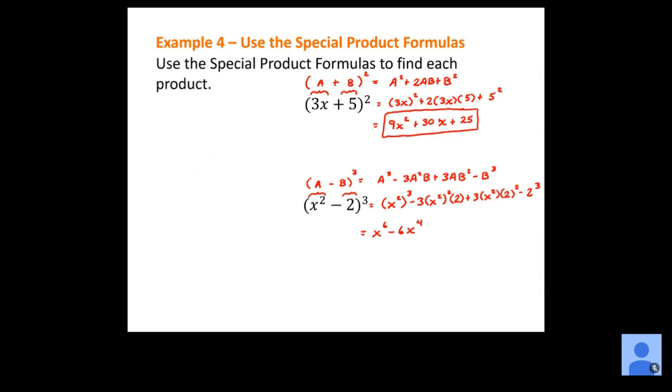Down here now, we have 3 times 2 squared. 2 squared is 4, times 3 should give us a 12, so we get plus 12x squared. And then finally, we just need to raise 2 to the 3rd power. That's going to give us 8, so we get minus 8. Again, look for any like terms. We don't have any this time, and so this right here should be our final answer.